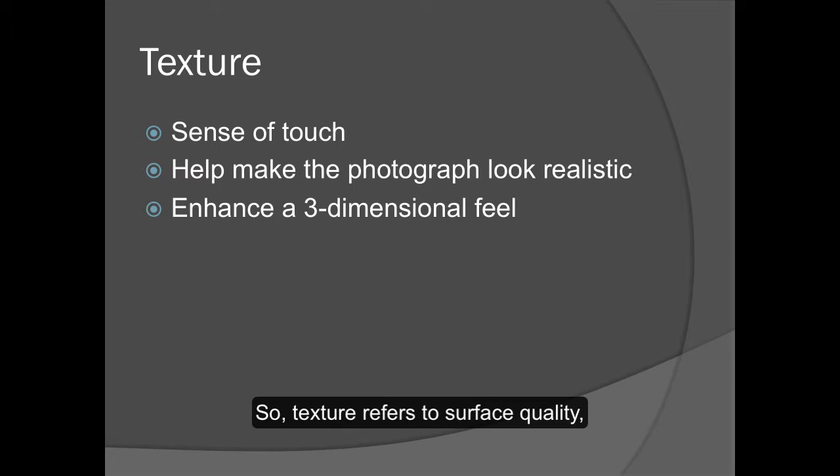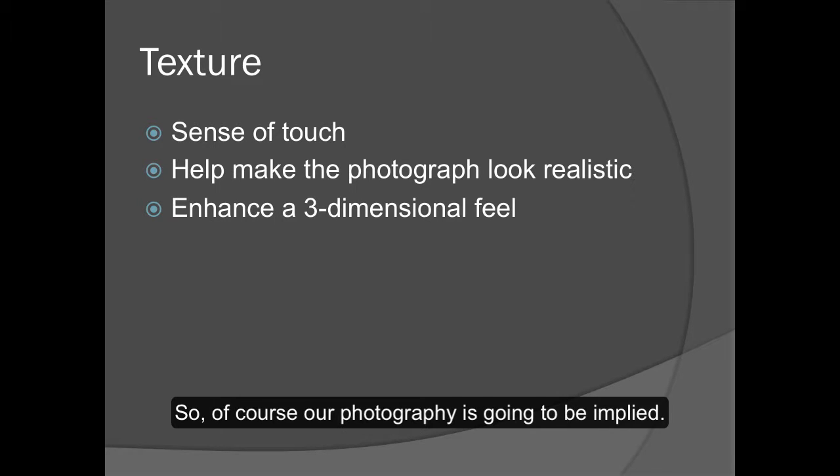Texture. So texture refers to surface quality or the feel of an object. That could be smooth, it could be rough, it could be soft, and it really does help make the photograph look realistic. It enhances a three-dimensional feel. When we talk about texture, it can be actual, or what we would say is tactile, or implied.